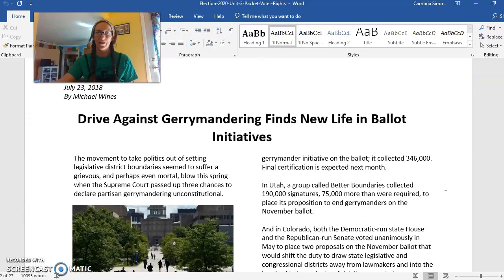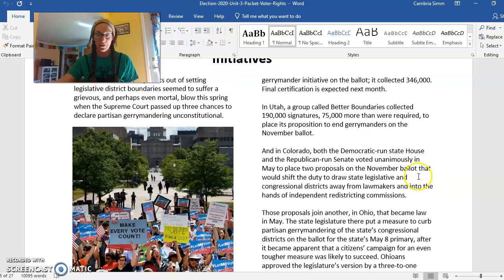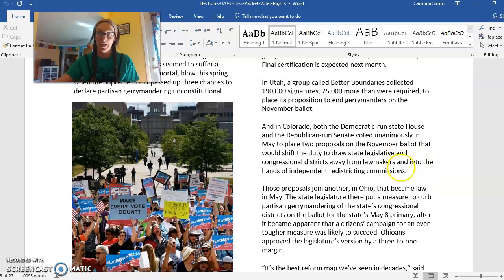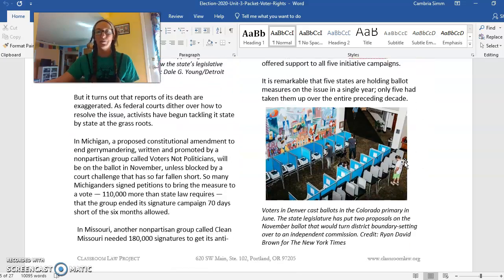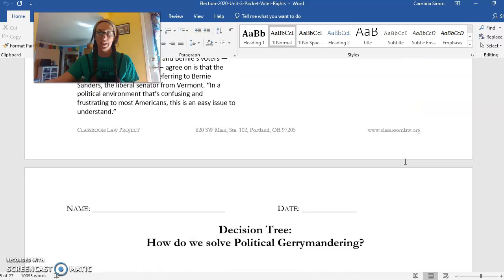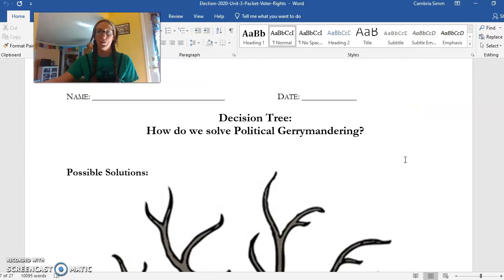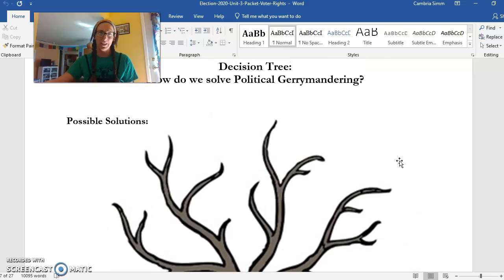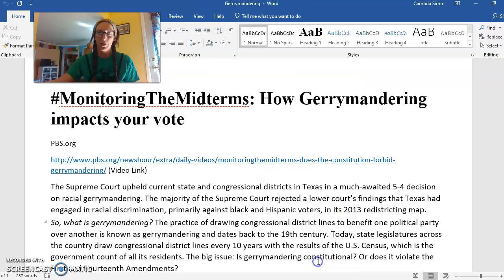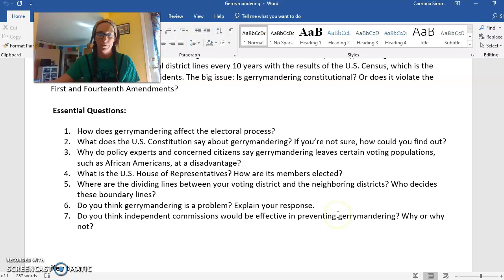And the next article, Drive Against Gerrymandering finds new life in ballot initiatives. So there are a number of ballot initiatives happening to try to address this issue. And then, how do we solve political gerrymandering? I want you to come up with some ideas. You don't need to use this tree map. Like I said, you're just going to write a half-page response. And these are some of the questions that I want you to consider when you're writing that response.